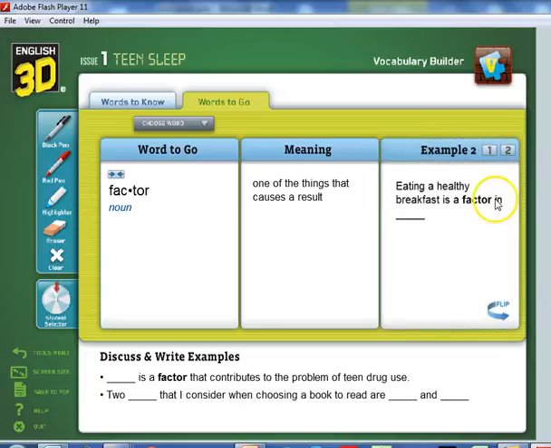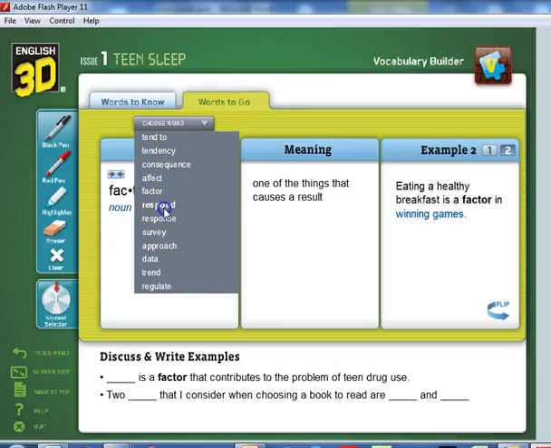Eating a healthy breakfast is a factor in doing well on tests. It's hard to concentrate when you're hungry. Eating a healthy breakfast is a factor in doing well on tests. It's also a factor in winning games. If you have athletic competition, you need to have some fuel in your body. Factor.